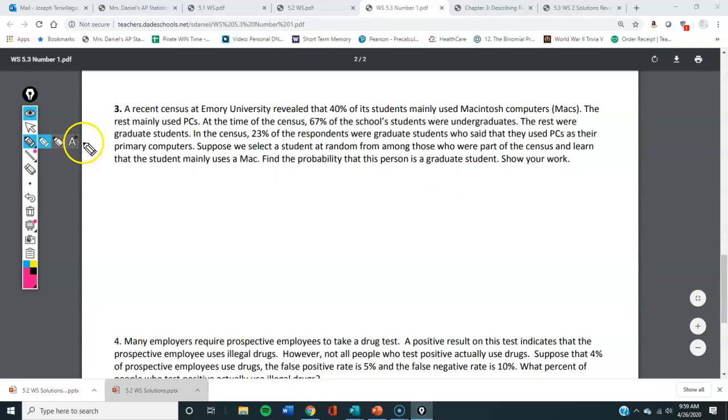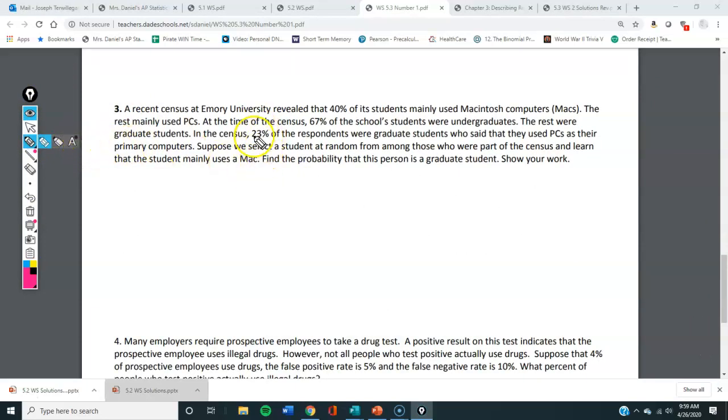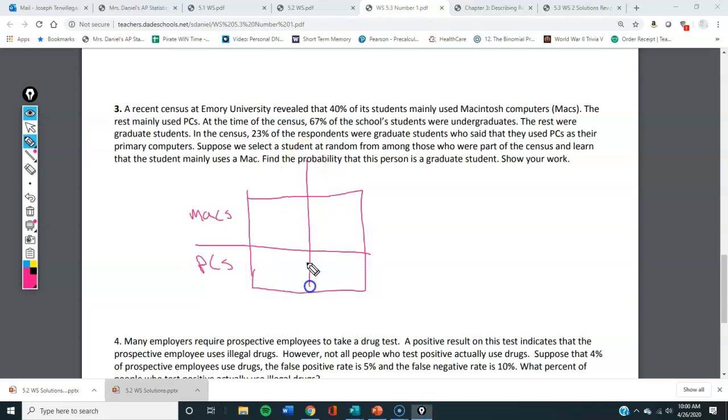All right, let's look at this beast. So they went to Emory University. 40% use Macs, the rest use PCs. 67% of kids are undergrads, the rest are grads. In the census, 23%... If you're given 2 different variables like this, you're going to want to make a chart, a two-way table. Macs, PCs, and then undergrads and grads, right?